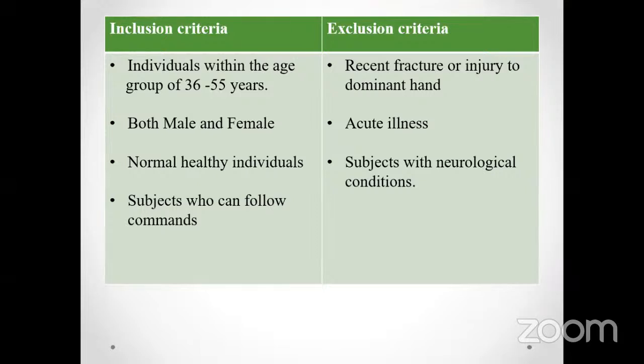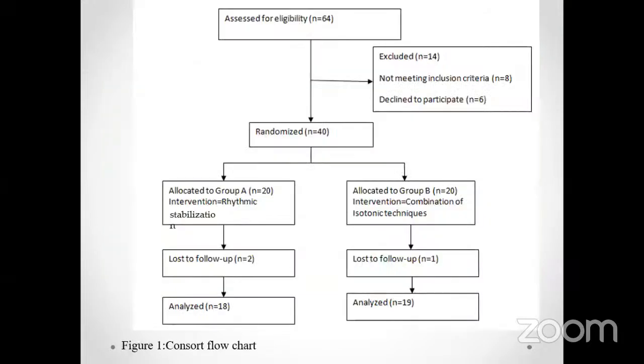As the intervention was new, I had to take normal healthy individuals. Subjects who had better cognition were included. The exclusion criterion was that if the dominant hand had any illness or fracture, they were excluded. Coming to the procedure, about 64 people were screened, among which 14 were excluded, and the remaining 40 were randomized into two groups.